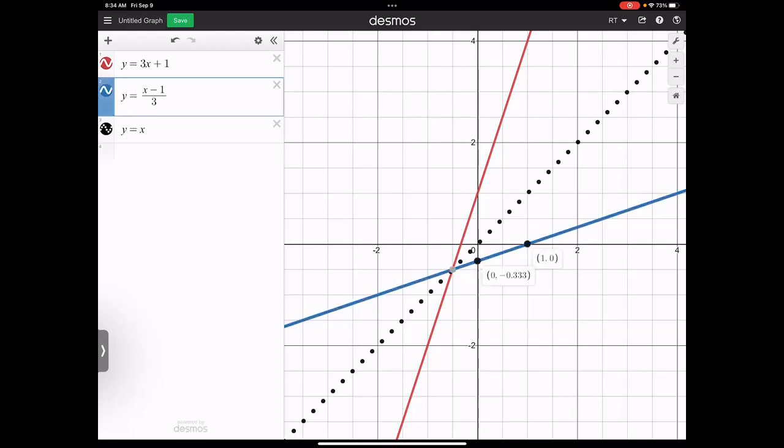The intercepts for the blue one, whichever one that is, the one we came up with, the intercepts are (0, 1) and (-1/3, 0). That's the y intercept and then the x intercept. Here, the red one goes through (1, 0) and (0, -1/3). Well, those numbers look familiar, right? But what's different? The coordinates have switched places, right? Well, what's going on there?